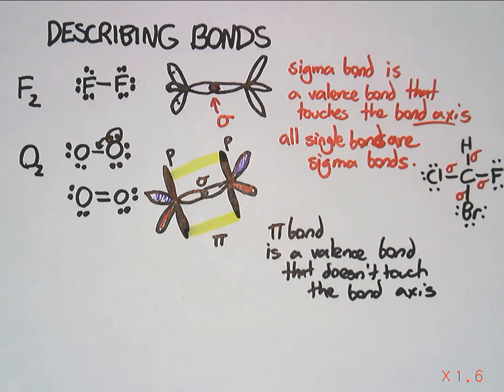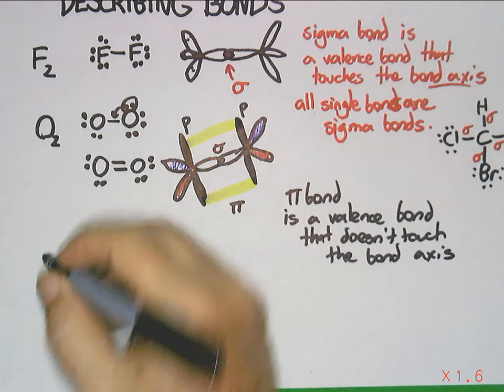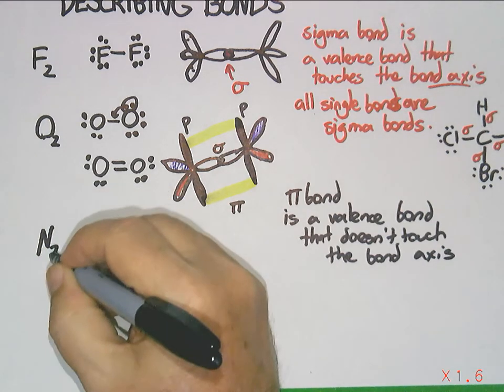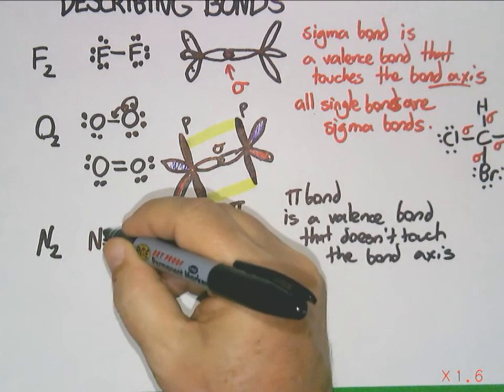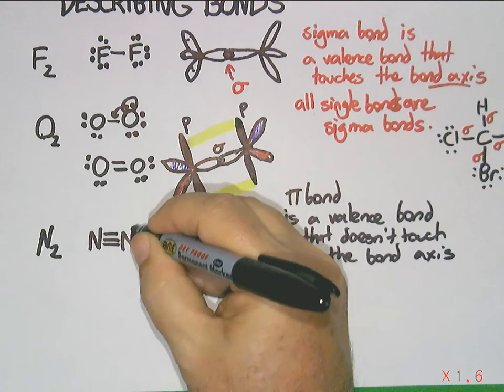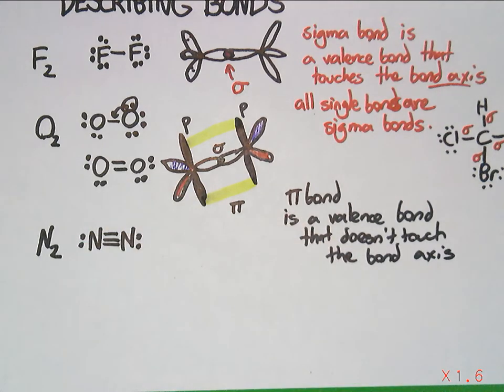Okay, finally, let's do one with a triple bond and see what that looks like when we draw a balloon animal structure for it. Here is the Lewis structure. I'm just going to do it really quick. It's got a triple bond in there.